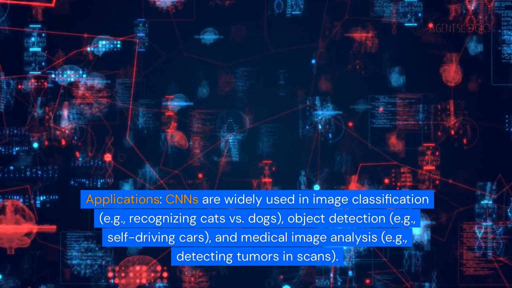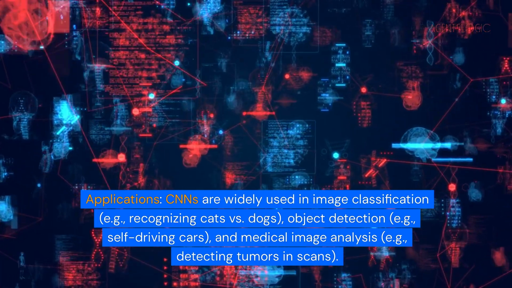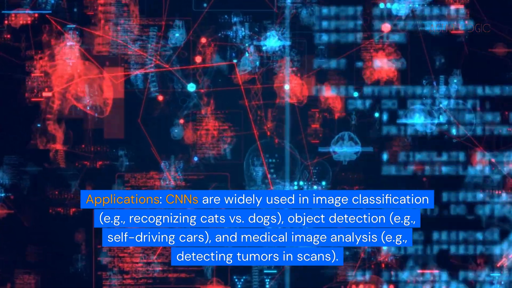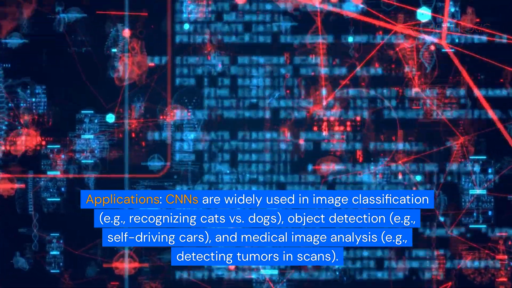Applications. CNNs are widely used in image classification, e.g. recognizing cats versus dogs, object detection, e.g. self-driving cars, and medical image analysis, detecting tumors in scans.